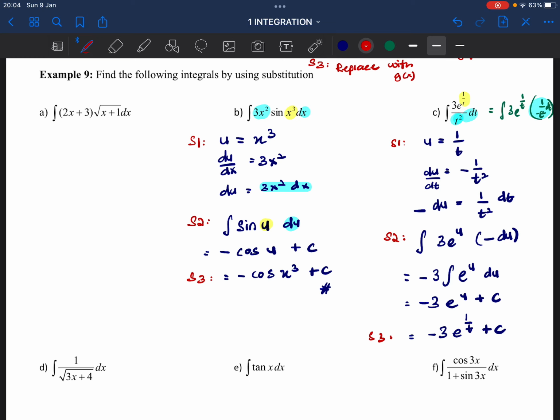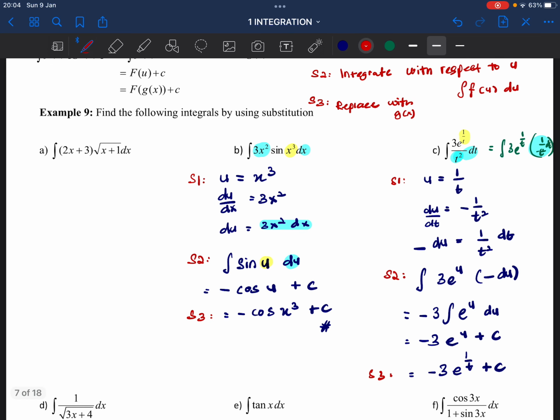Okay, so let's take a look at example A, the first example here. Which one do you want to choose? Obviously if we choose this one, you will get 2. There is no 2 in this expression. You have 2x plus 3 and also square root x plus 1. So the hint, if you want to use substitution and there is a square root, we are going to choose what is inside the square root.